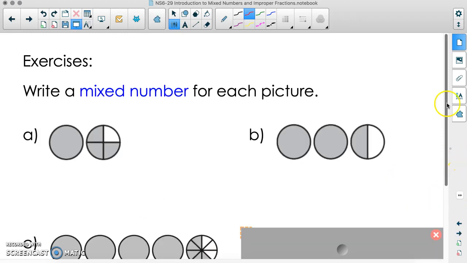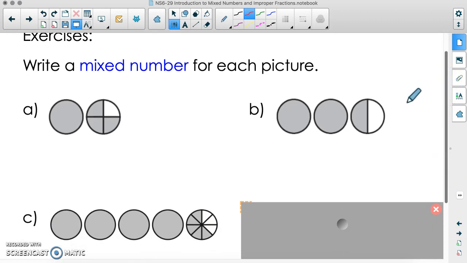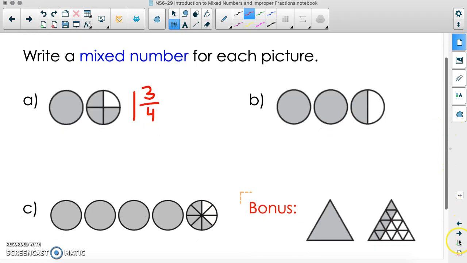So now here are some exercises for you. I want you to complete these on your whiteboard. I want you to look at the picture given and write a mixed number for each picture. So you should be writing a whole number and a fraction. Let's do A together. We have 1 full pizza here, and then they ate 3/4 of the other one. So now write a mixed fraction for B, C, and the bonus. Then resume your screencast.